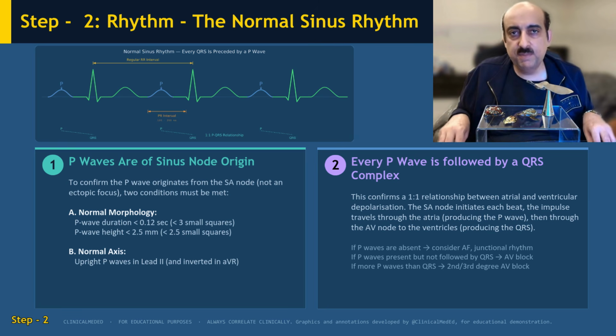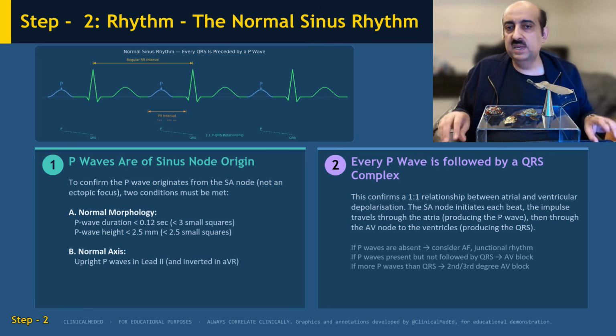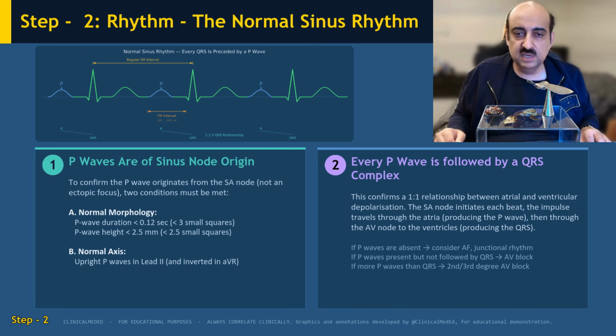So if the P waves are present, then it's a normal sinus rhythm provided the second condition is met. If P waves are absent, then consider either atrial fibrillation or junctional rhythm. And if they are present but there's a variable degree of QRS complexes, it can mean that it can be a block. We will discuss that down the line. But these are the two predominant conditions.